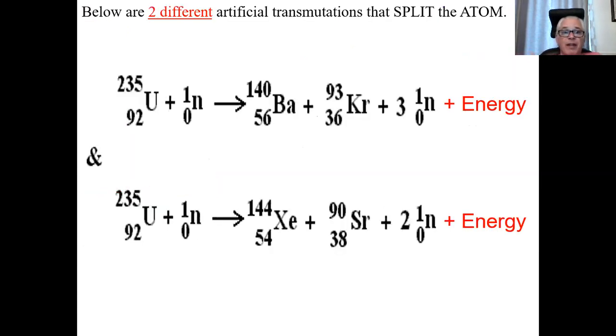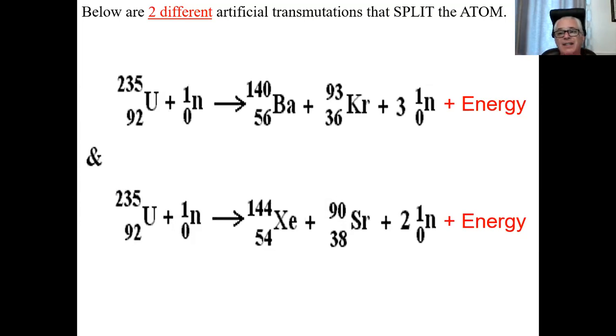Both of them start with uranium-235. Both of them get hit with a neutron, but on some days it changes into barium and krypton. That's the daughter nuclei, and 3 neutrons come out with energy, and it cycles and cycles. Or on a different day, for reasons I don't actually understand why this would happen, a neutron could split it into xenon and strontium, and 2 neutrons come out.